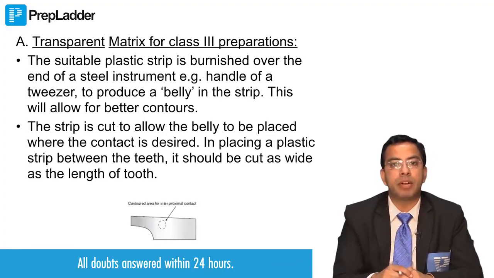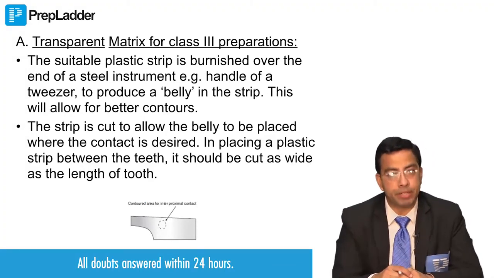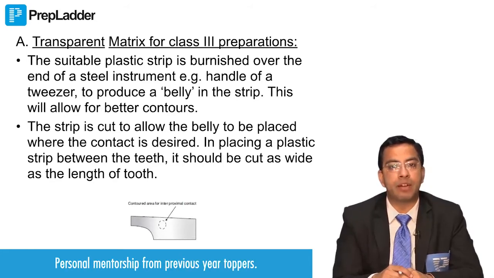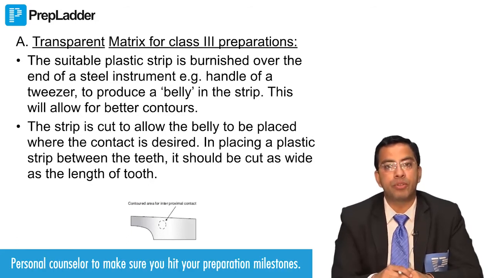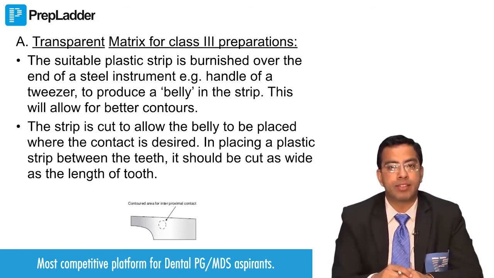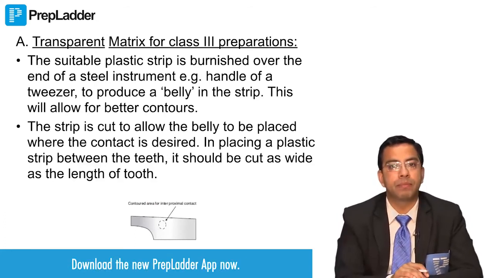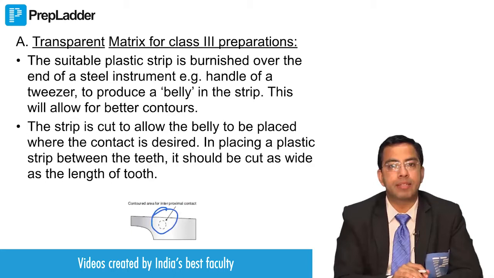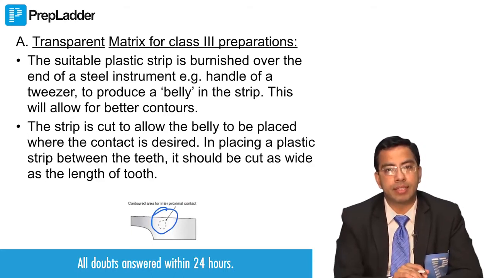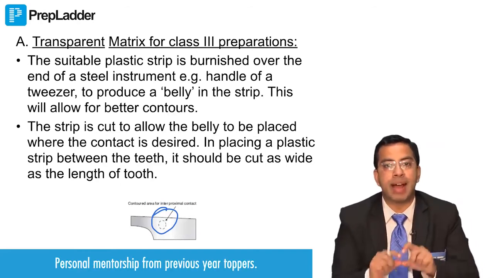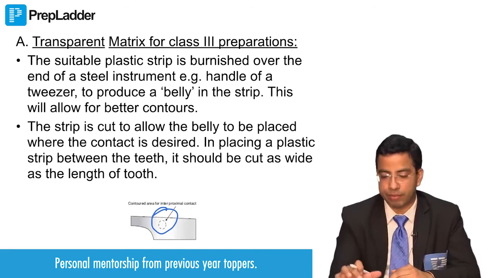You have the transparent matrix for class 3 preparations. The suitable plastic strip is burnished over the end of a stainless steel instrument, for example the handle of a tweezer, to produce a belly in the strip. This will allow for better contour. So, you create a contour. The strip is cut to allow the belly to be placed where the contact is desired. In placing the plastic strip in between the teeth, it should be cut as wide as the length of the tooth.